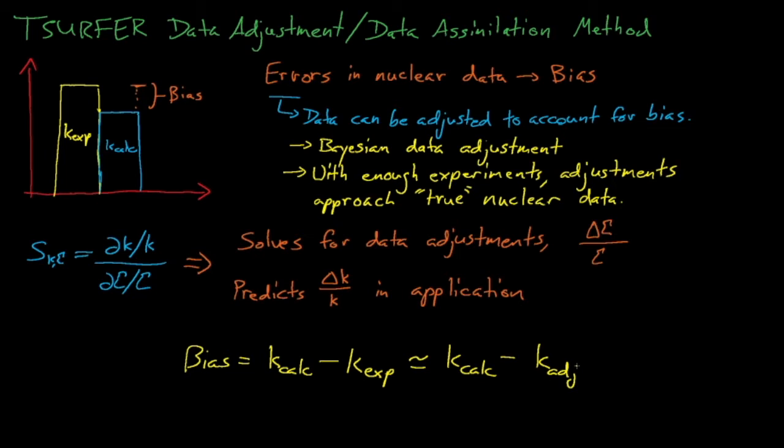Likewise, once we have a set of adjusted nuclear data, we can use the sensitivity coefficients for our application to predict how these data adjustments will change the application's eigenvalue. We don't even need to resimulate the application. We can just use the sensitivity coefficients to instantly predict the adjusted k-effective. So how does this magical experimental data assimilation method work?